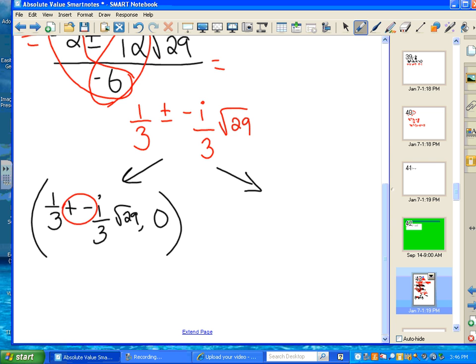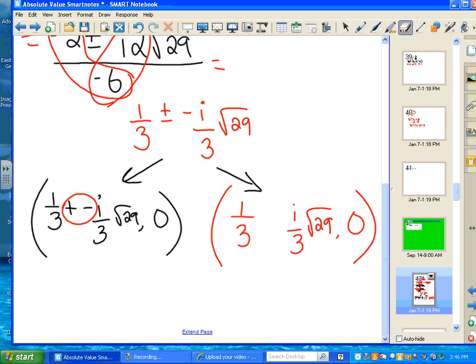Now, if you have minus a negative, change that to plus. Two negatives back to back is a positive. So that one should be the one that has a plus. The other one is plus a negative, which is the same thing as subtracting. So there are your two imaginary x-intercepts. One of them has the minus, one of them has the plus.